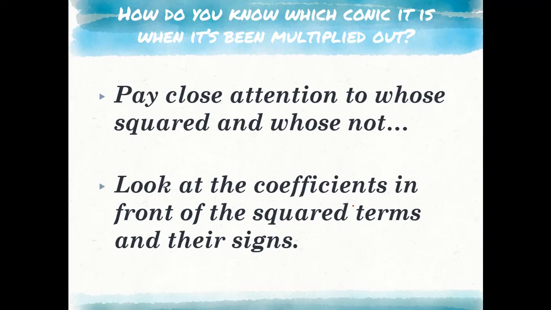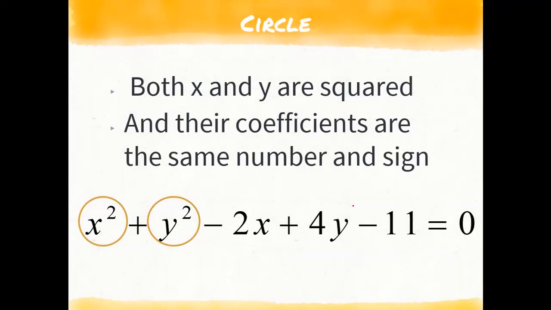So how do you know which conic it is when it's been multiplied out? Because sometimes you just kind of want to say, that's a circle. Ultimately, you're going to pay close attention to who's squared and who's not, and you're going to look at the coefficients in front of the squared terms and their signs. Here's what you're going to look for. If you have a circle, you're going to find that both x and y are squared, and their coefficients are going to be the same number and the same sign. So these are both a 1 and they're both positive. That's how you know you have a circle.